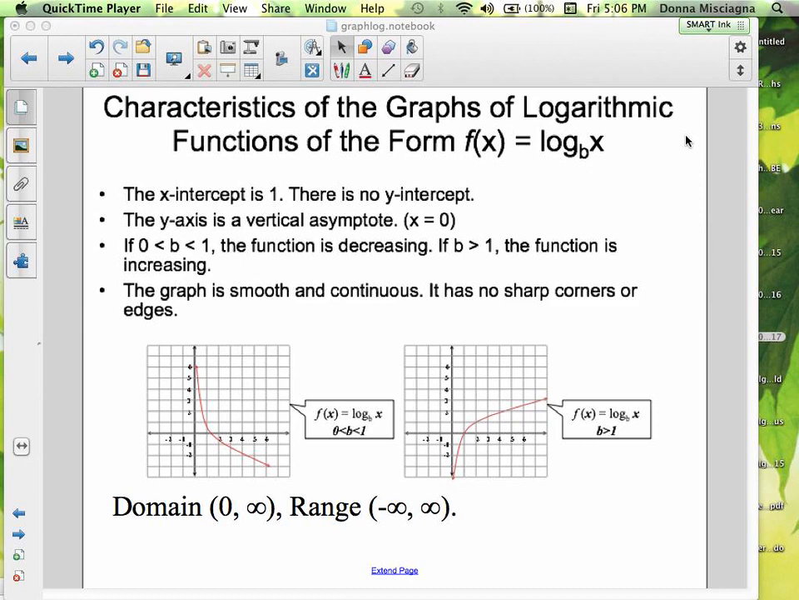Okay? The graph is smooth and continuous. It has no sharp corners or edges. And it is always either decreasing if it has the base between 0 and 1, or it is always increasing if its base is greater than 1. Notice the domain and range, they are switched from the exponential functions. Our domain is 0 to infinity. We're not going to cross that y-axis. And our range, our range is negative infinity to infinity.